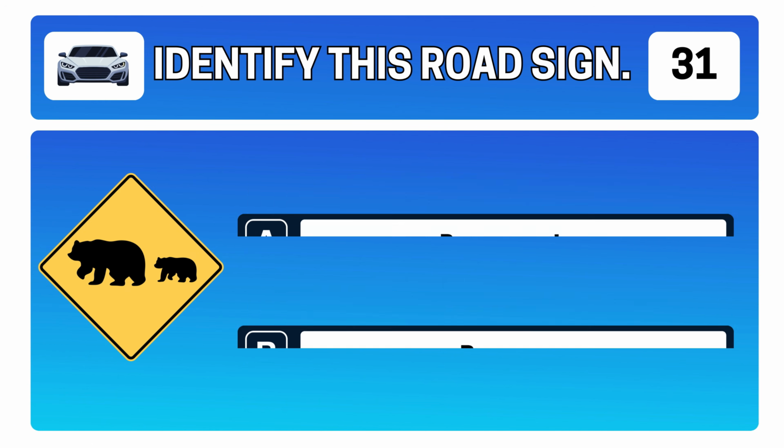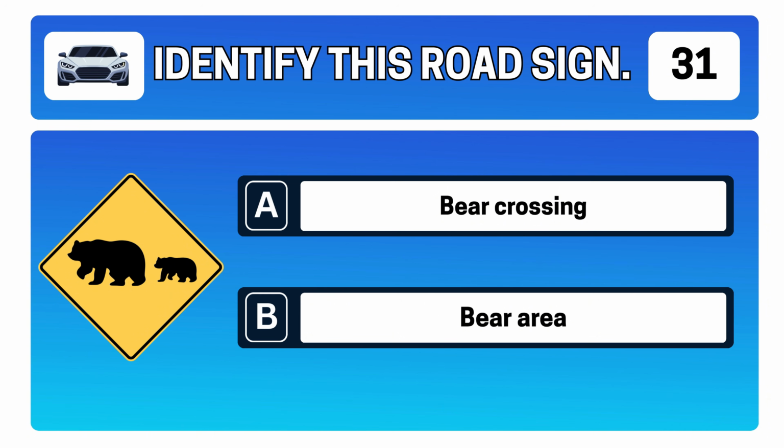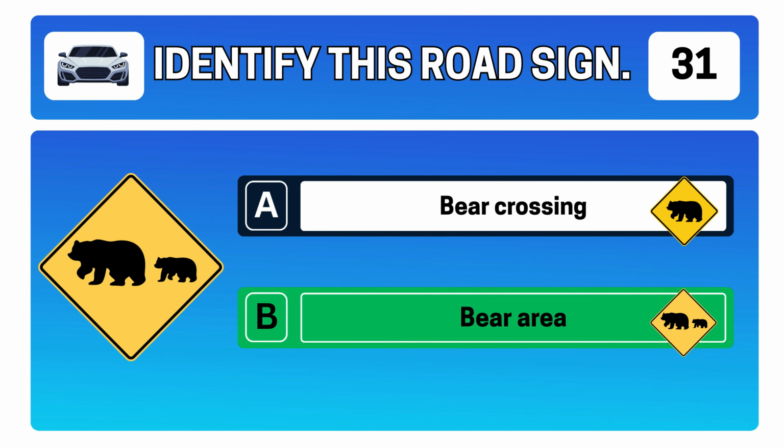Identify this road sign. A. Bear crossing. B. Bare area. Well spotted. It is the bare area sign.